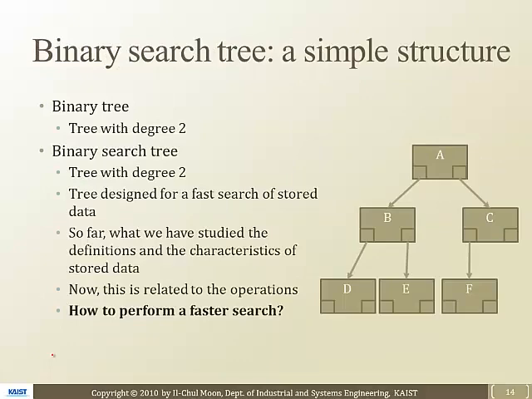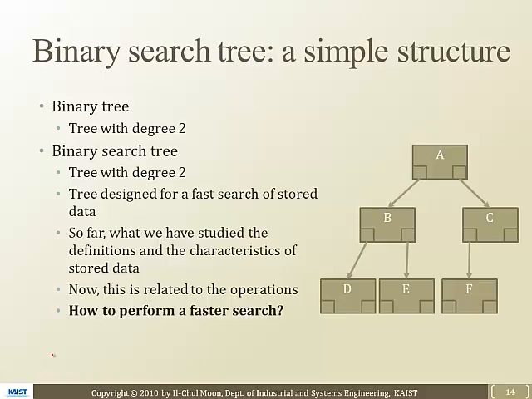And what we are going to cover in this week is the binary search tree, the simplest structure of the tree structure. A binary tree is a tree with degree 2. If we have a degree 1 tree, that's a linked list, so it's not actually a tree. It should have at least degree 2 so that it can make the simplest tree, the binary tree.